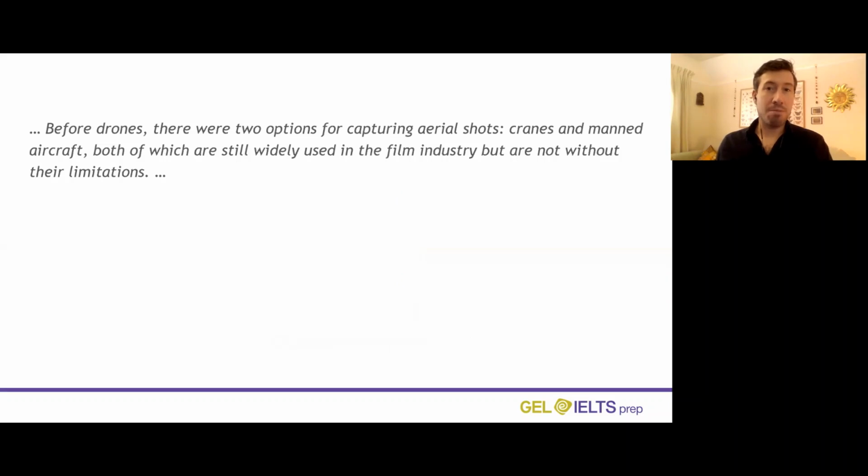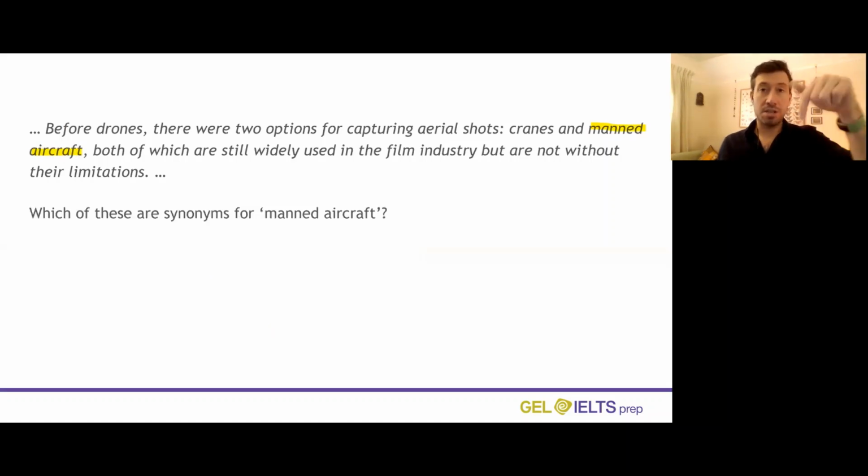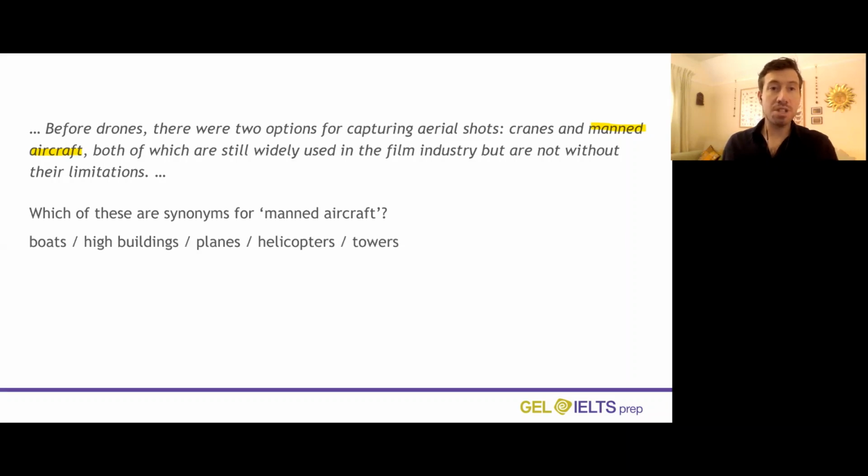Now, we're going to have a bit of practice looking at another couple of synonyms in this same sentence. What I'd like you to focus on first is the phrase "manned aircraft", which we can see here. I want you to look at question 1 below the video and answer which of these are synonyms for manned aircraft. Is it boats, high buildings, planes, helicopters, or towers? I'm going to give you 10 to 15 seconds to try to answer that.